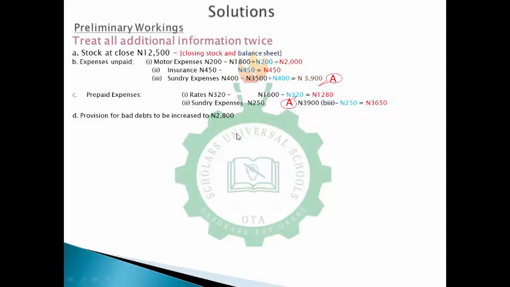2,800. Now you know that provision for bad debt is usually the amount set aside from profit to cater for bad debt. And I need to explain what provision for bad debt means before you will be able to understand how to practice them. When we talk about bad debts, they are irrecoverable debts. That is the debt that you have settled in your mind that you can't recover again.